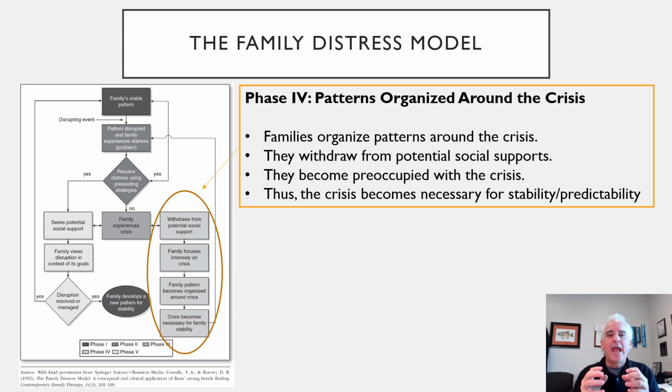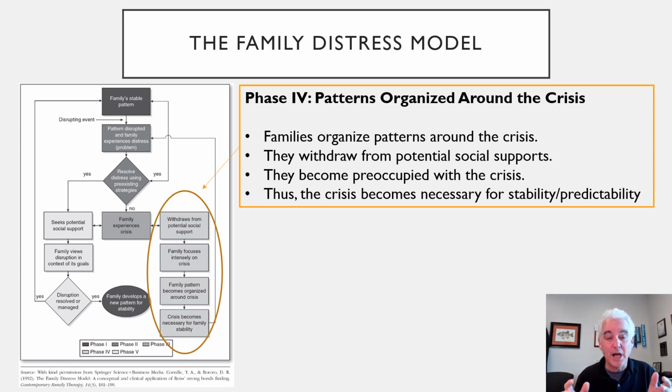So the family then has these patterns that are emerging, that are kind of developing around the crisis. They organize patterns around their crisis. They may withdraw from potential social supports. They can become preoccupied and overly focused, crisis-oriented, right? Focused on the crisis. And thus, the crisis can become necessary for stability and predictability. In other words, this family becomes so organized around the crisis that if the crisis were to go away, the family would once again be disrupted. This is a very dysfunctional way of dealing with crisis.